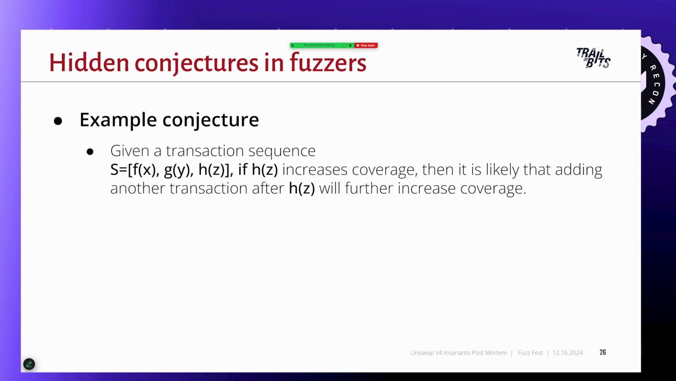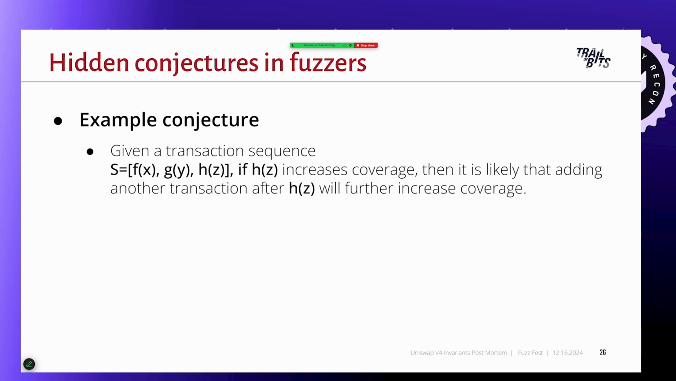So a hidden conjecture in this context, I made up this phrase, hidden conjecture, because it seems like there's no other thing that people call it. But it's an idea that the fuzzer uses to try and predict what inputs are going to increase coverage. So here's an example. We have this sequence right here where we call F, we call G, and we call H. The idea is that if H gives us new coverage, then it's likely that adding another transaction after H will further increase coverage. Now, this is something that we're guessing is going to be true a large percentage of the time. There's no way to prove that this is always correct.